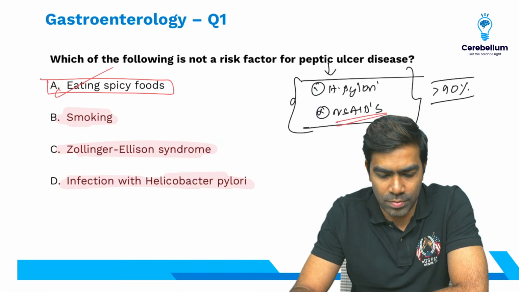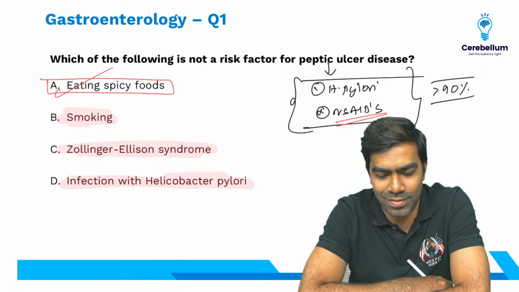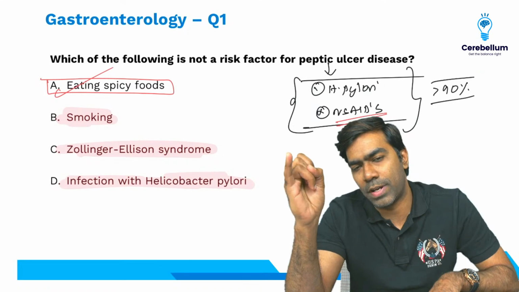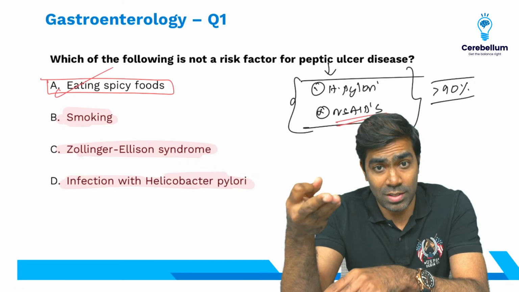First advice for peptic ulcer disease: I'm not going to tell you don't eat spicy food. That's not the advice I'm going to give. Not even a relative risk factor. See, risk factors are very simple. Two, H. pylori and NSAIDs, including aspirin. Then smoking, alcohol, even stress has been thought to be a risk factor.